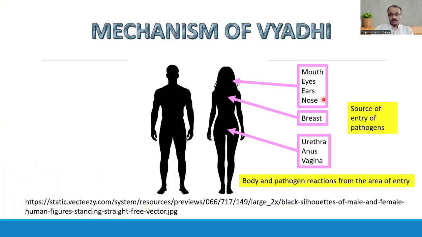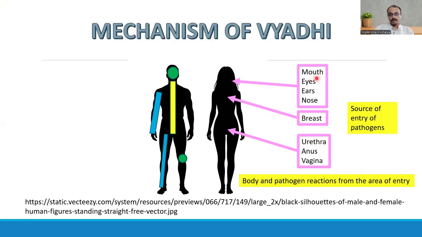Whereas in the other ways, for example Rajaha Sevana, maybe to the eyes or nose, that will lead to Agantuja Vikara manifestation. Whereas breast milk, in the case of ladies who have given birth to infants, they are the most frequent sufferers of breast infection, etc. Frequent sexual intercourse may be associated with urethral infection or vaginal infection, etc. In this way, the human body's natural orifices and the pathogen reactions can be determined from the area of entry of the pathogens into the body.